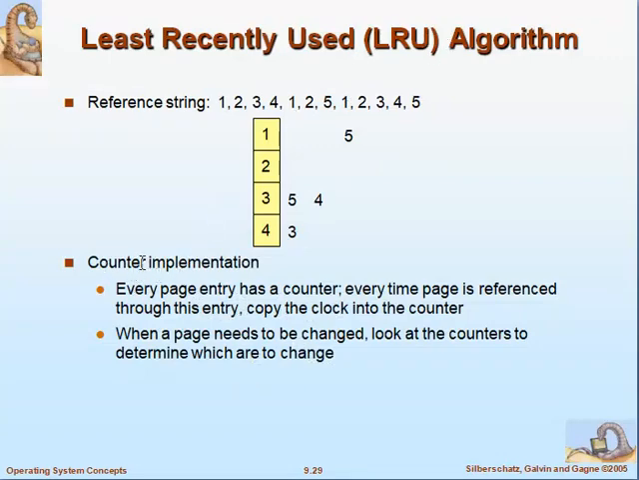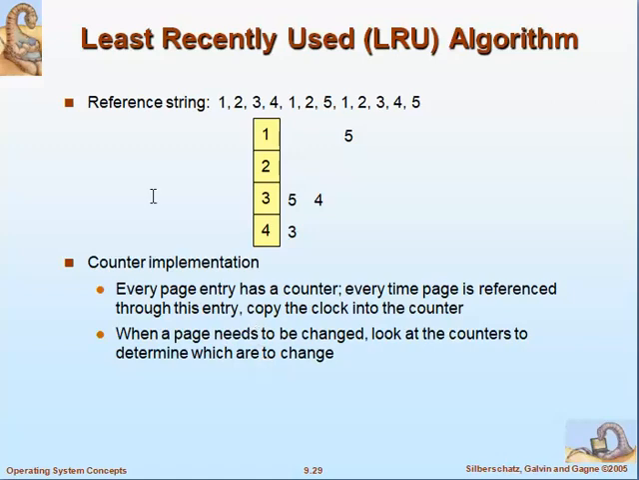How do we implement this? Using a counter implementation to find the least recently used. Every page entry has a counter, so in the page table we will have one more entry for the counter. Every time a page is referenced through this entry, copy the clock into the counter. When a page needs to be replaced, look at the counters to determine which to replace.